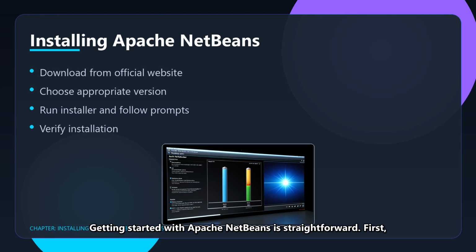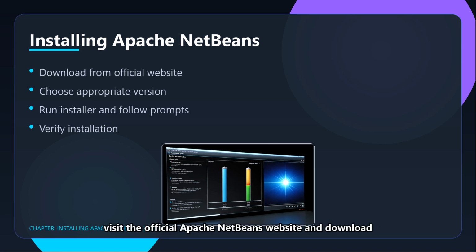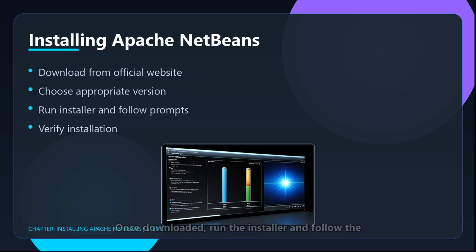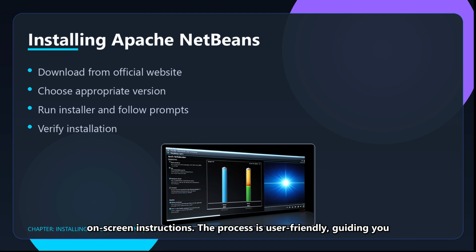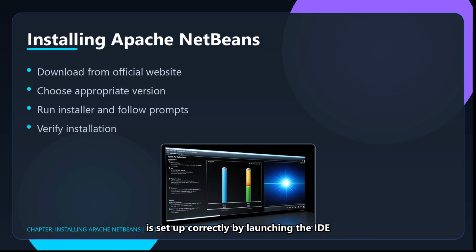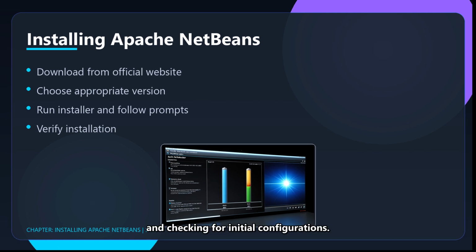Getting started with Apache NetBeans is straightforward. First, visit the official Apache NetBeans website and download the latest version compatible with your operating system. Once downloaded, run the installer and follow the on-screen instructions. The process is user-friendly, guiding you through each step. After installation, verify that everything is set up correctly by launching the IDE and checking for initial configurations.